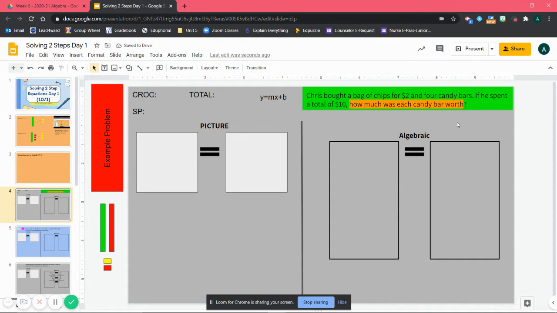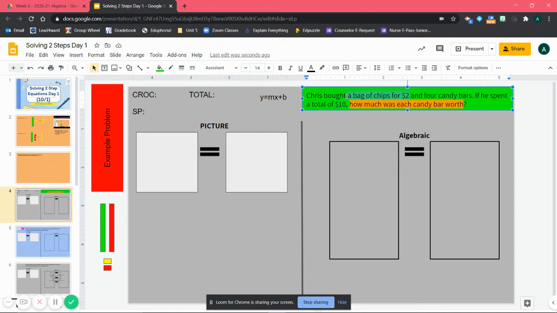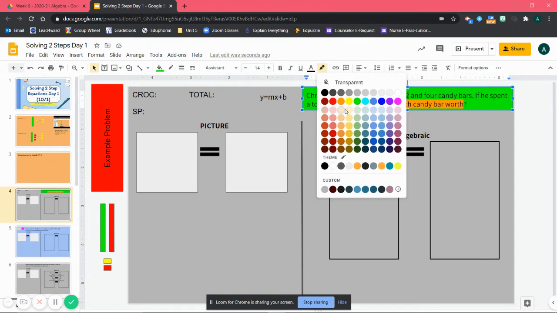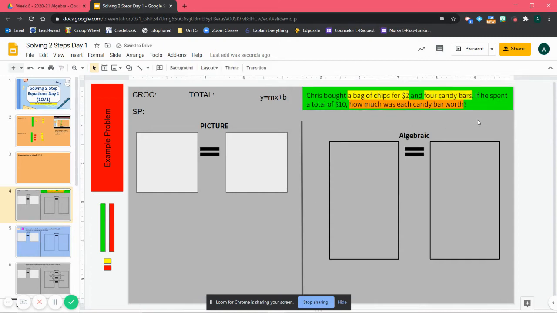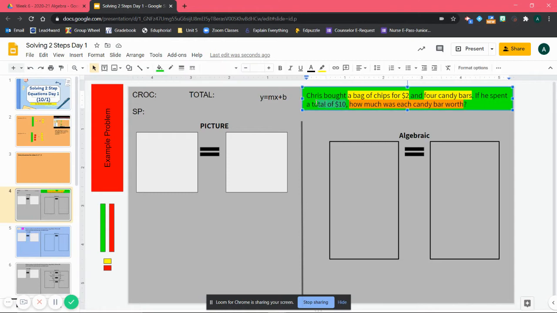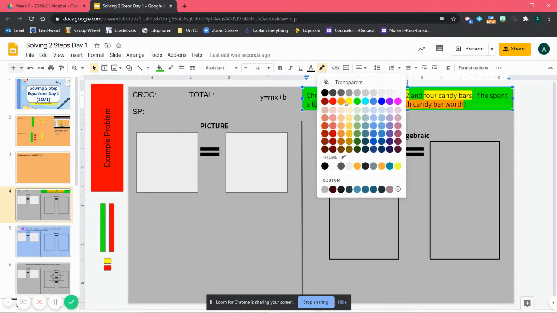So I'm going to highlight important information that I do know. Well, I know that Chris bought one bag of chips for $2, so I'm going to highlight that. He also bought 4 candy bars. So I know how many candy bars he bought, I just don't know how much each one was. Now, the other piece of information that is new to us is going to be that total. So he spent a total of $10.